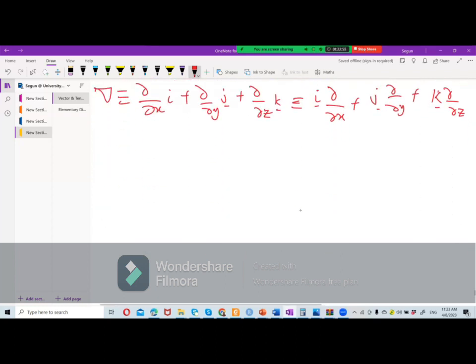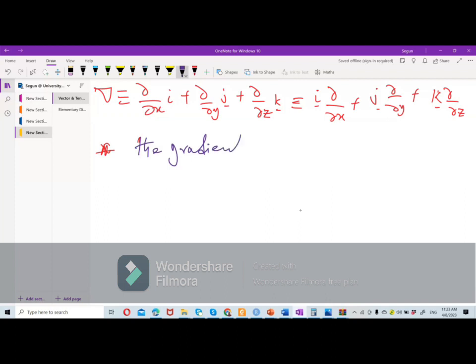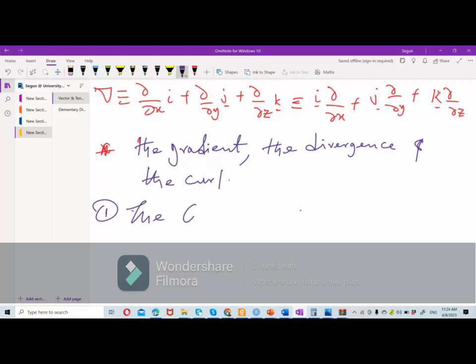These are the things we use in the practicals. Number one, del will be useful for the gradient, the divergence, and the curl. So you will see questions asking you, what is the divergence of this? And so on. Let me pick number one, the gradient.